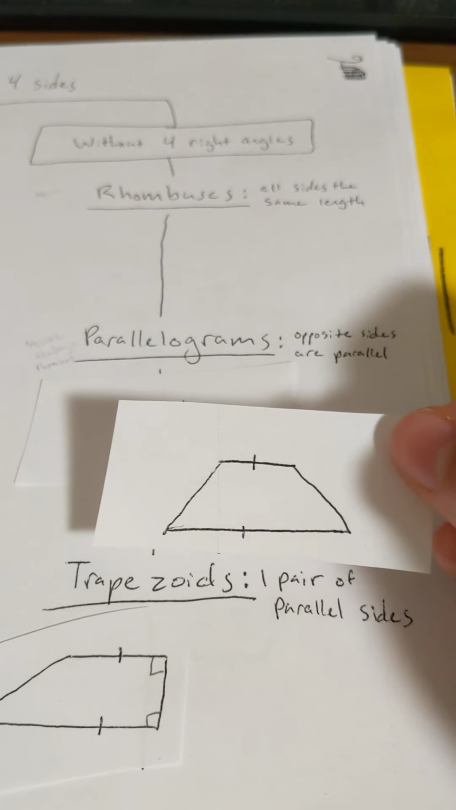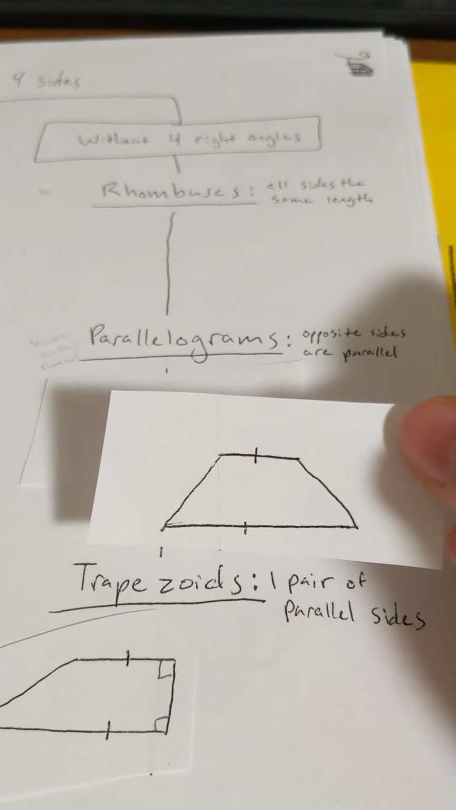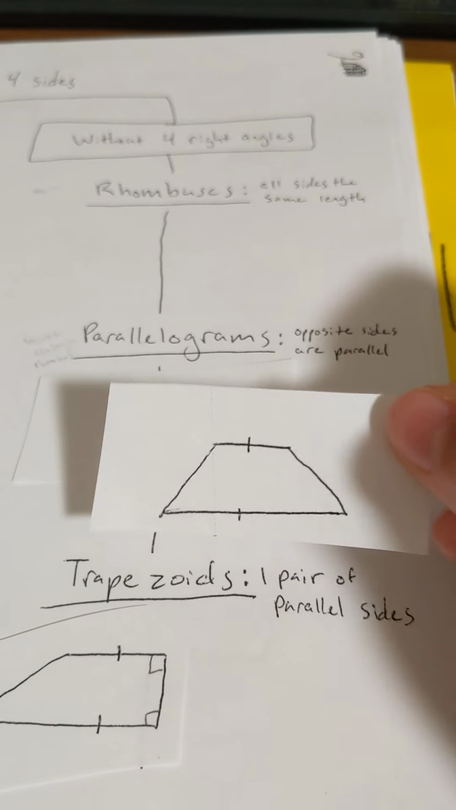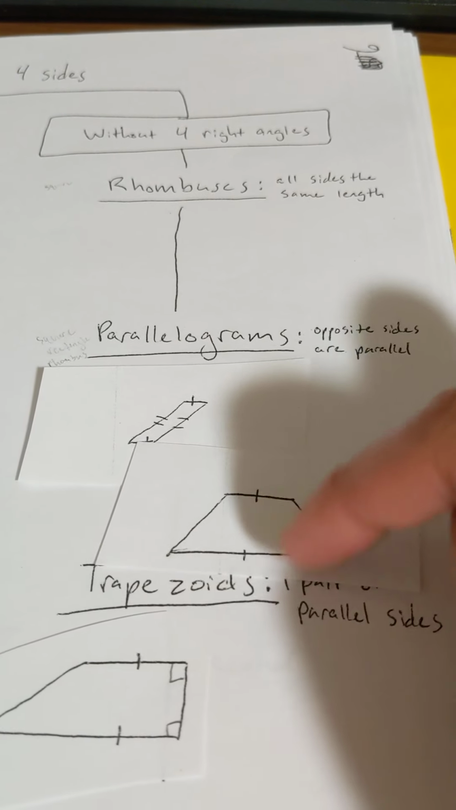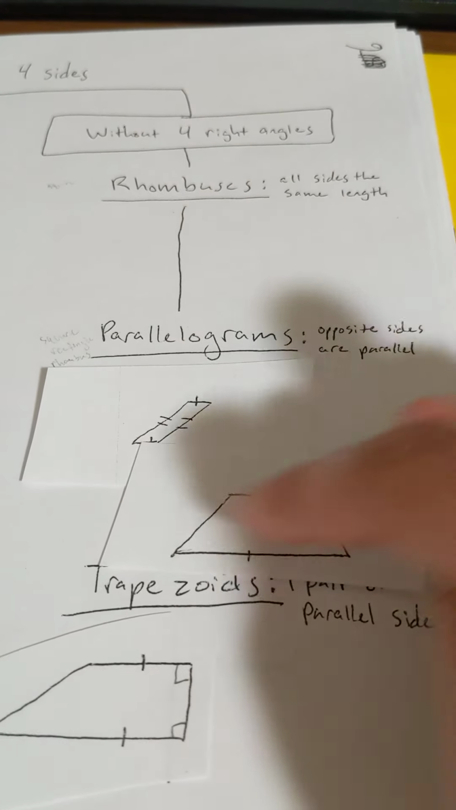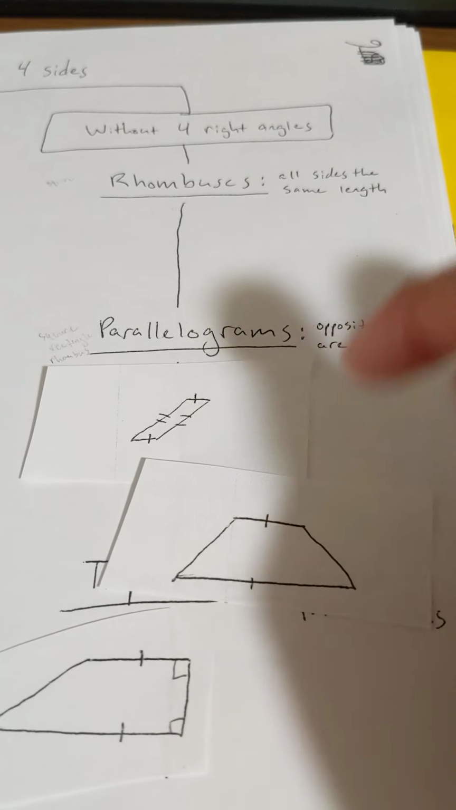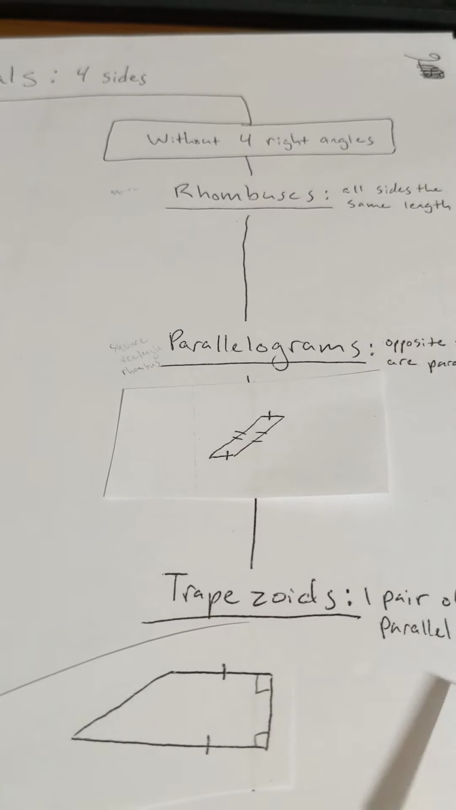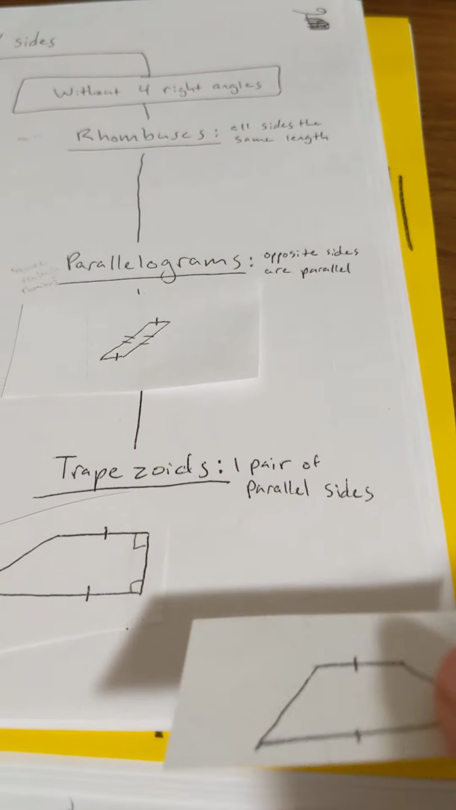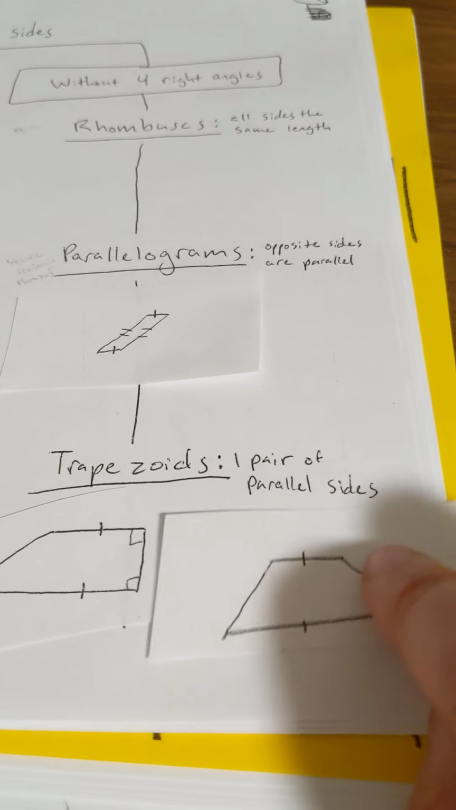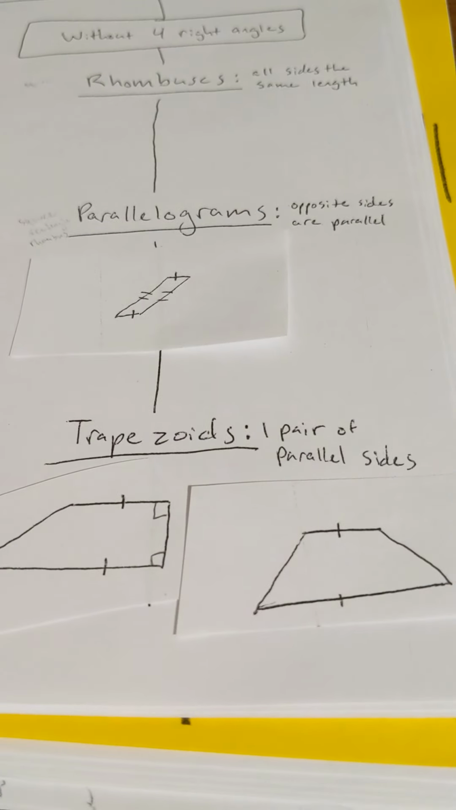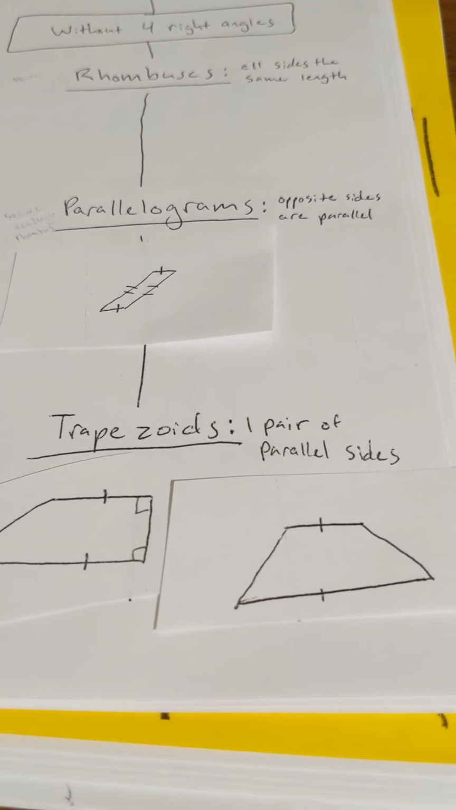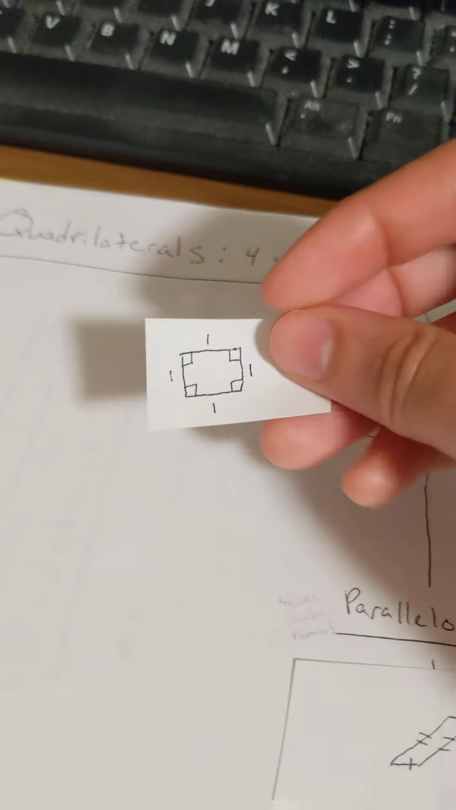Parallelogram, opposite sides are parallel, but both of them have to be parallel. So it looks like these 2 are parallel, the top and bottom ones, but the left and right ones, they're not. They're going to crash into each other up here. So we have to go to trapezoid. 1 pair of parallel sides. Does it have 1 pair of parallel sides? Yes, it does. So we're going to leave it there. Okay, pull out your next shape. I'm using this one.